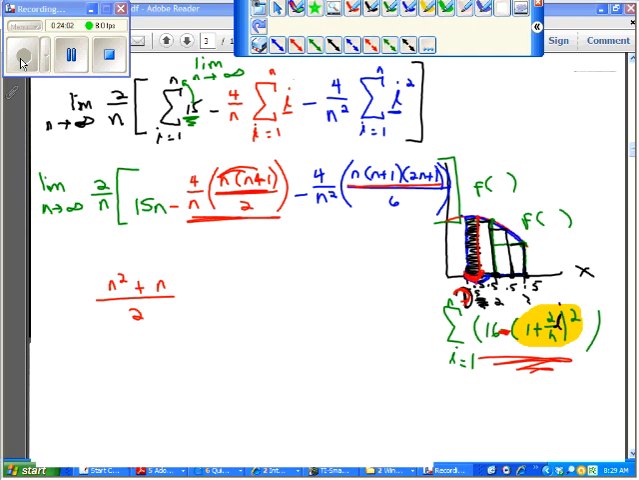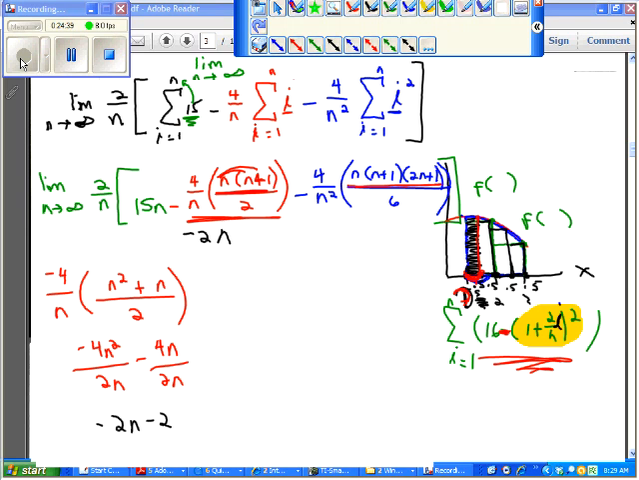I'm going to do this whole thing, and then times negative 4 over n, which would give me negative 4n squared over 2n minus 4n over 2n. Are you seeing that? Which gives me negative 2n minus 2. So this turns into minus 2n minus 2.